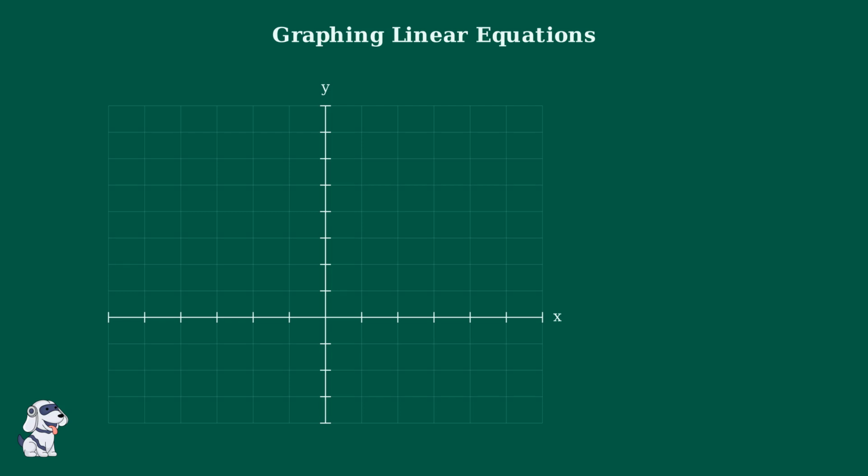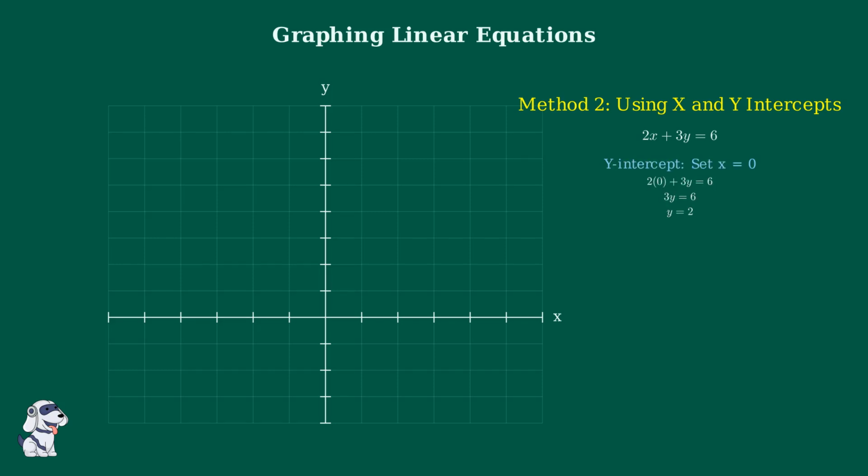Now let's look at the second method for graphing linear equations using intercepts. Method 2 uses x and y intercepts. Let's graph the equation 2x plus 3y equals 6 using this approach. To find the y-intercept, we set x equal to 0. Substituting gives us 3y equals 6, so y equals 2. The y-intercept is at point (0, 2).